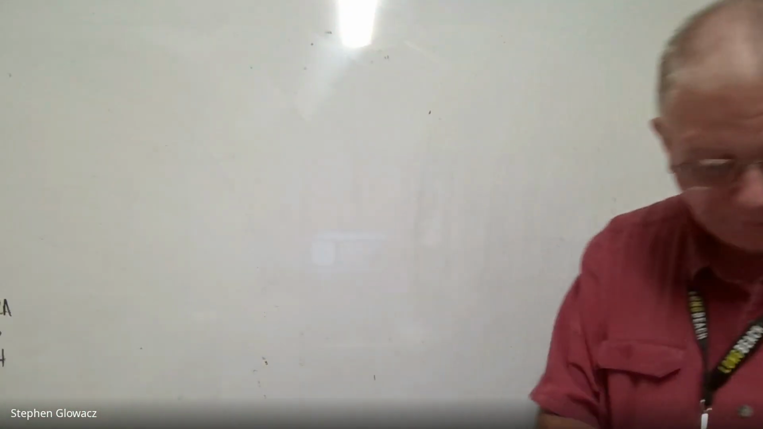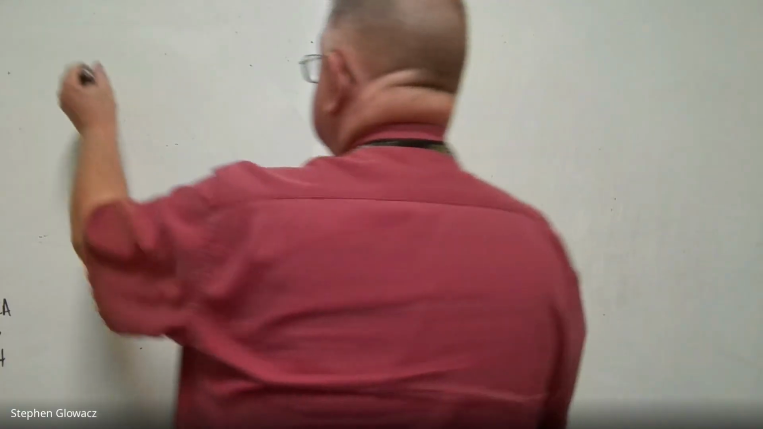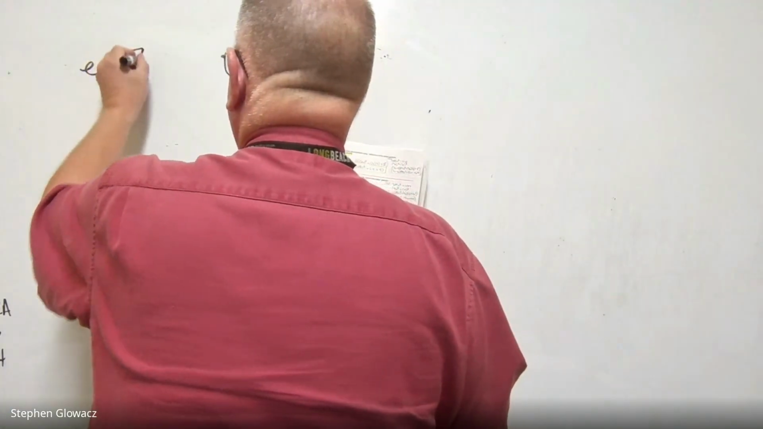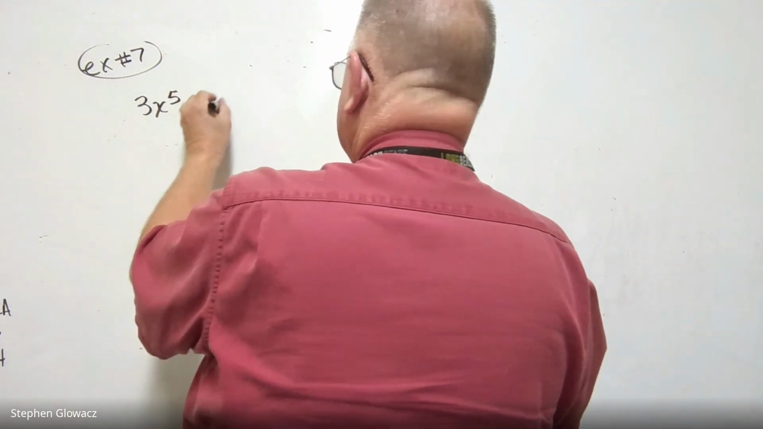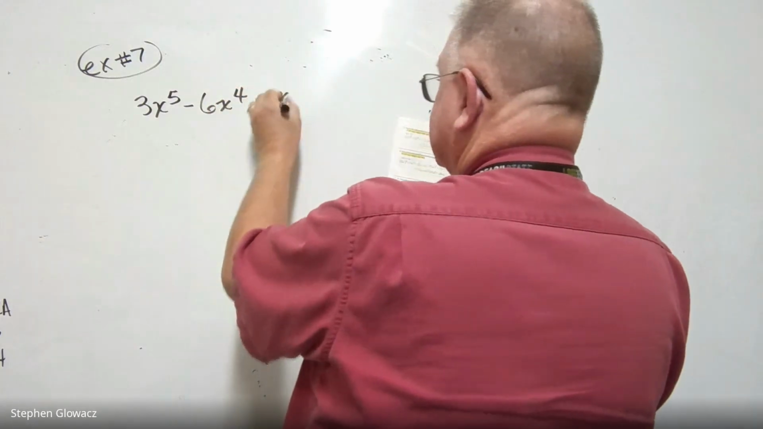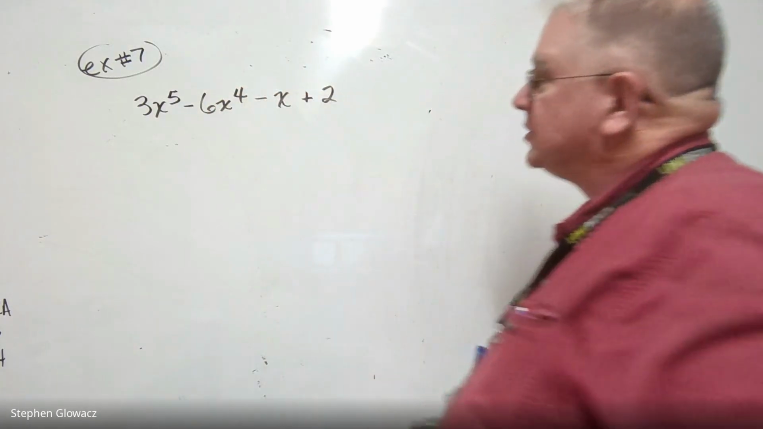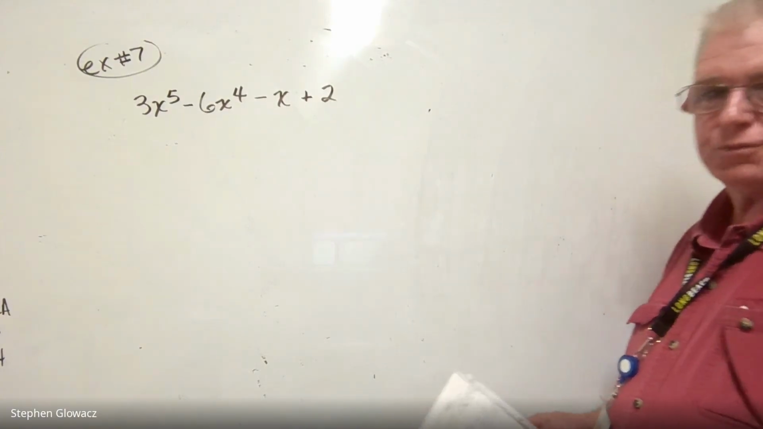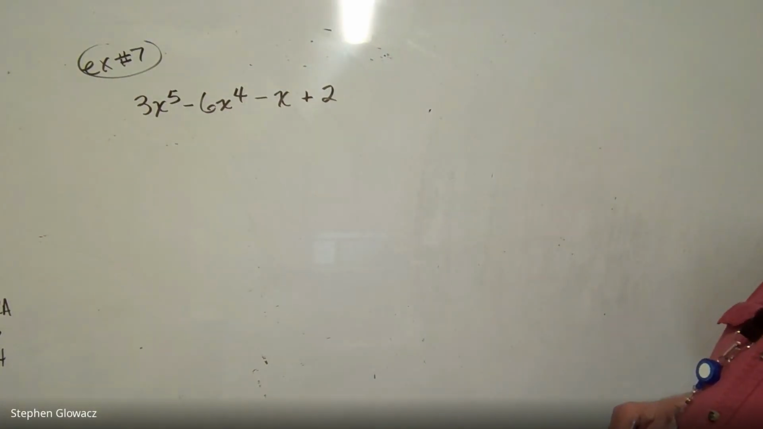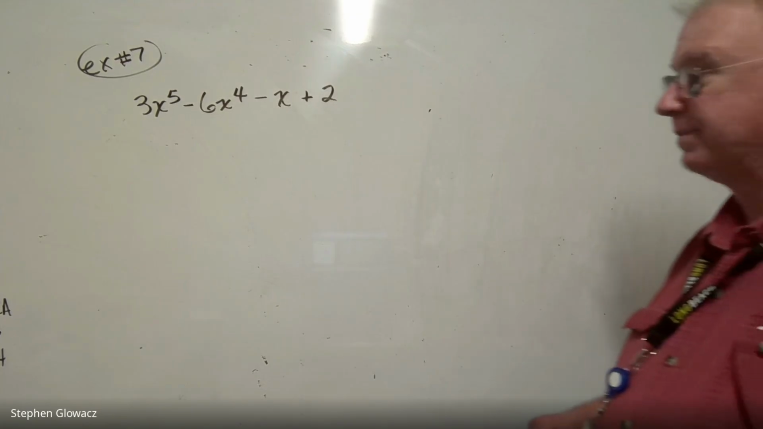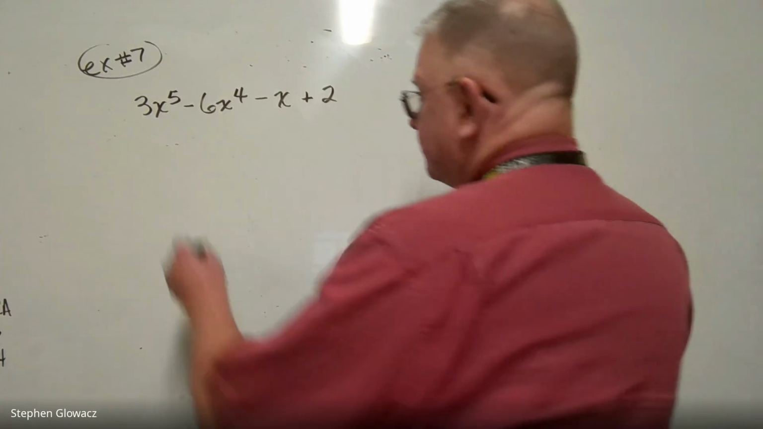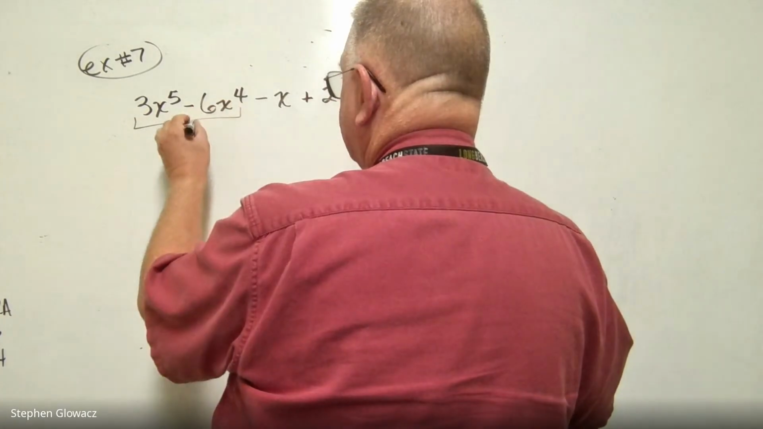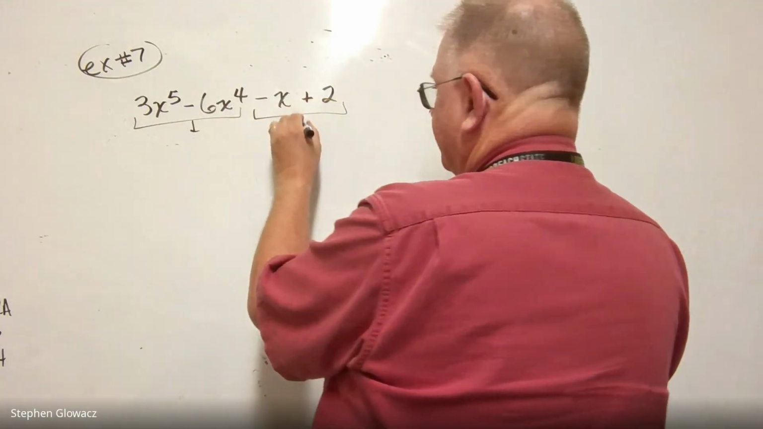All right, so our example for problem 7, we have 3x to the 5th minus 6x to the 4th minus x plus 2. So on this one, whenever we have 4 terms, we're going to assume right now that we're going to be doing factoring by grouping. And what we mean by that, we're going to factor out common factors from only the first 2 terms and then from the second 2 terms.